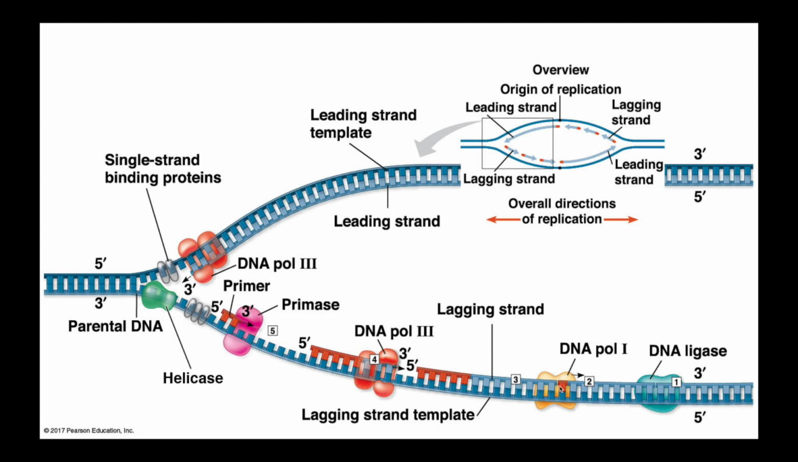So the polymerase would remove the RNA nucleotide, replace it with a DNA nucleotide, and then the ligase would come in and basically lock that all together.